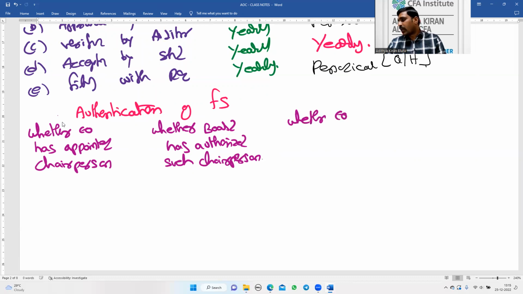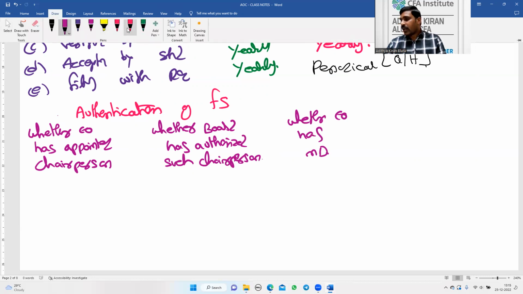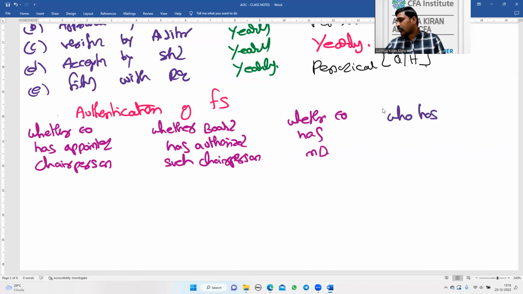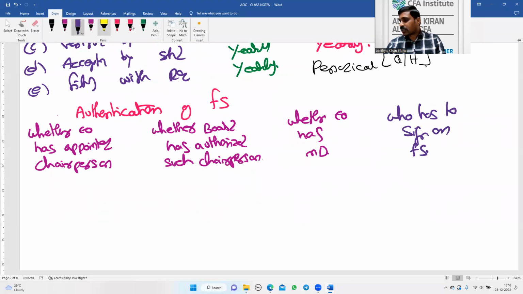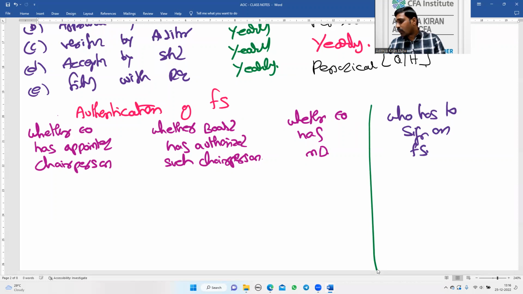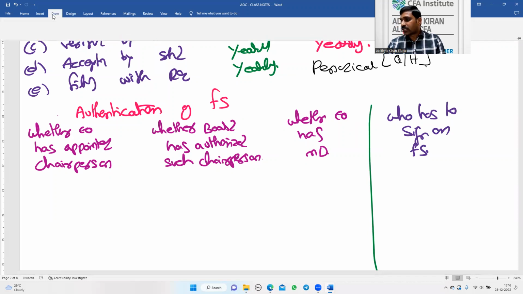Next, whether the company has a managing director. And at the end, who has to sign on the financial statements? So based on the scenario, who has to sign on the financial statements?